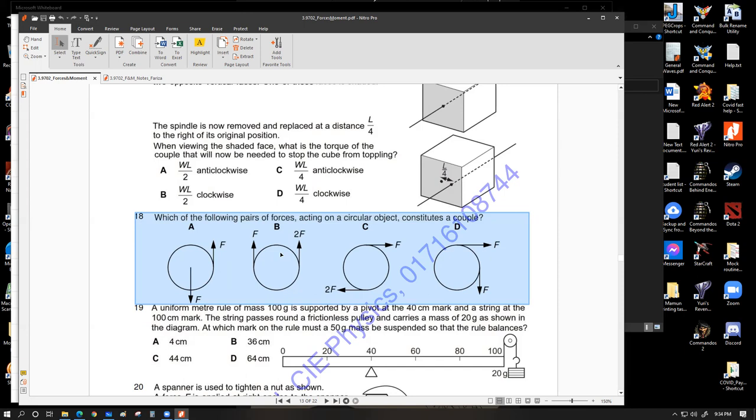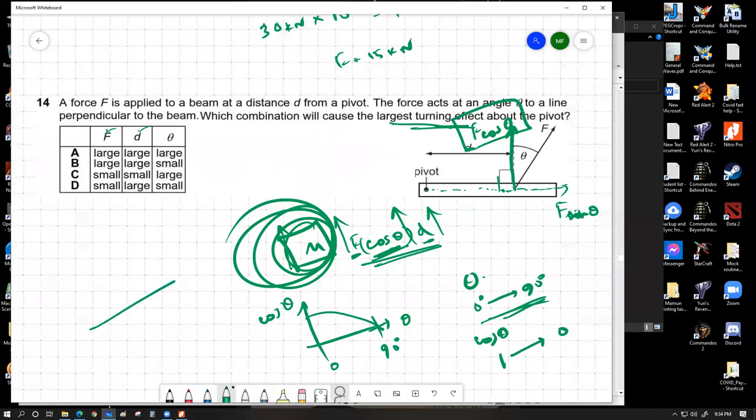Sir, what does same line mean exactly, sir? Like this. One straight line, one force this way, other force this way. Truly opposite to each other. Yes, sir. Thank you, sir.